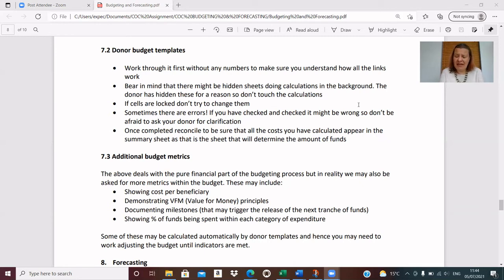And value for money is increasingly important for donors, and often they might have certain percentages or colour indicators that need to be met. And sometimes to make those work, it means you might have to keep working through and slightly adjusting your budget until you can make those donor VFM principles and the spreadsheet work.